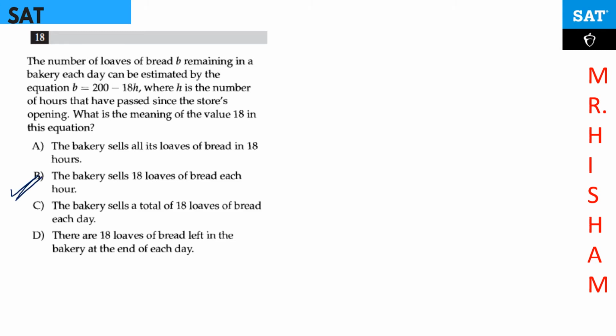So I think that the right answer is the baker sells 18 loaves of bread each hour, because negative 18 per hour means that you are losing about negative 18 bread each hour.